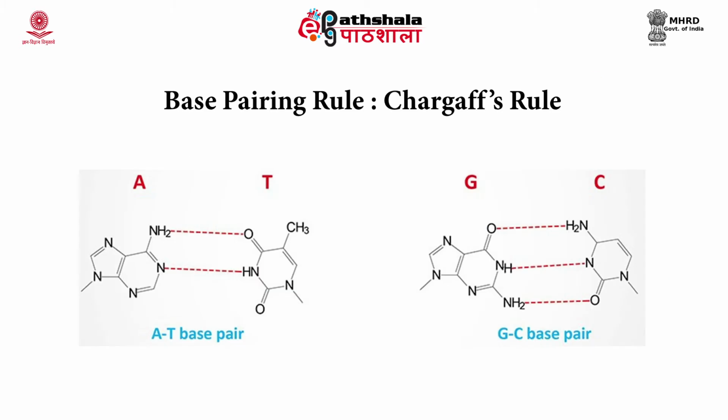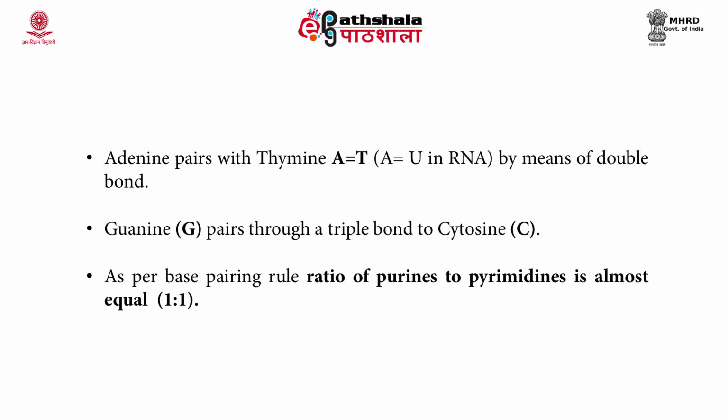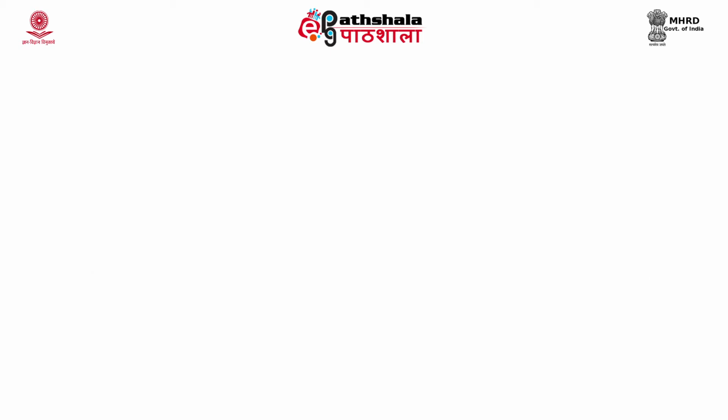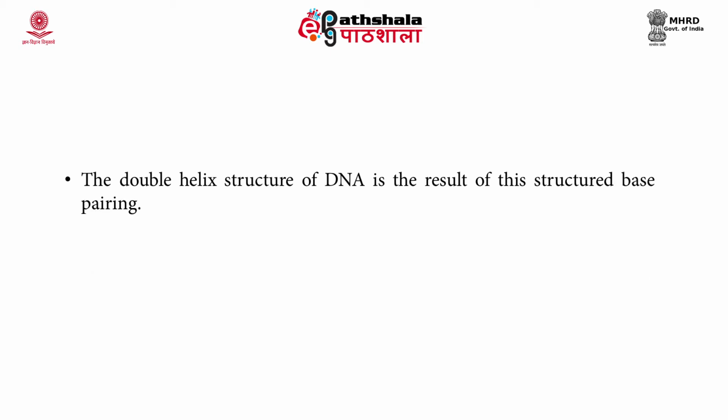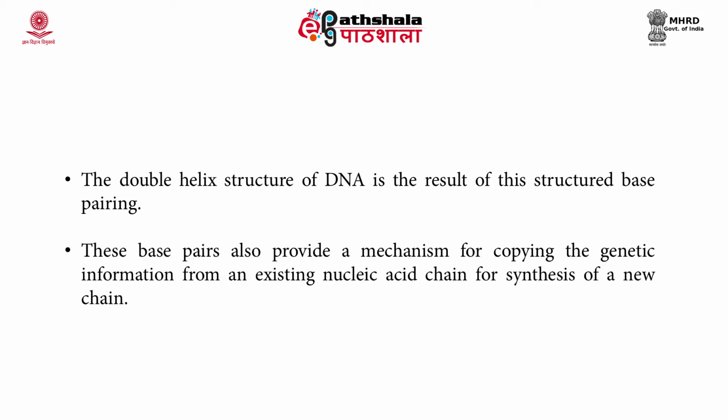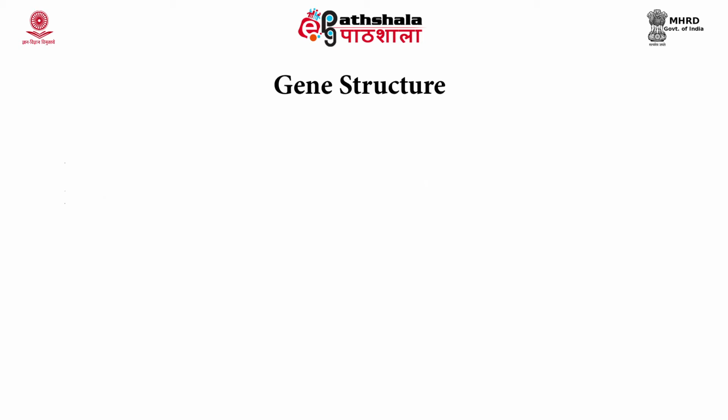Base pairing rule by Chargaff. As a base pairing rule, the ratio of purines to pyrimidines is almost equal, that is 1:1. The double helical structure of DNA is the result of this structured base pairing. These base pairs also provide a mechanism for copying the genetic information from an existing nucleic acid chain for synthesis of a new chain. Gene structure.